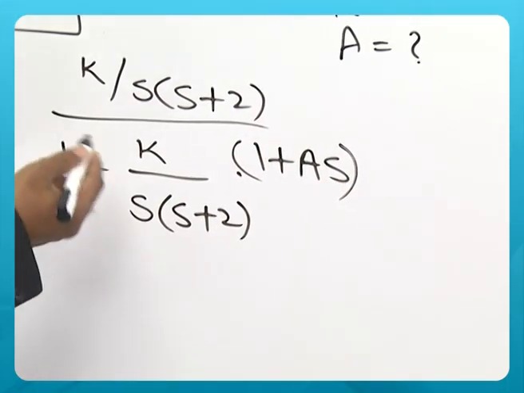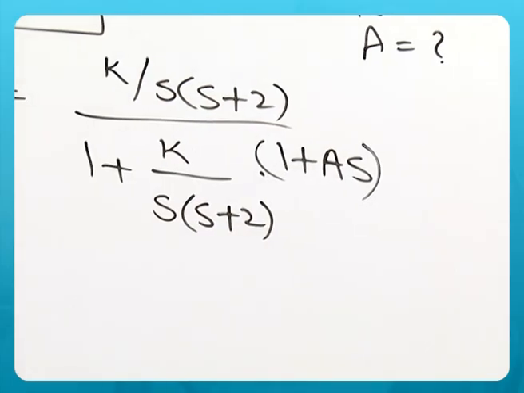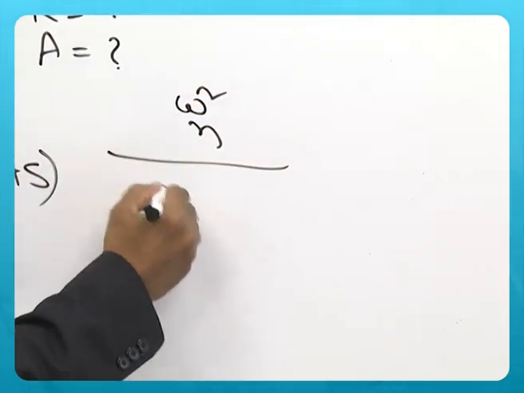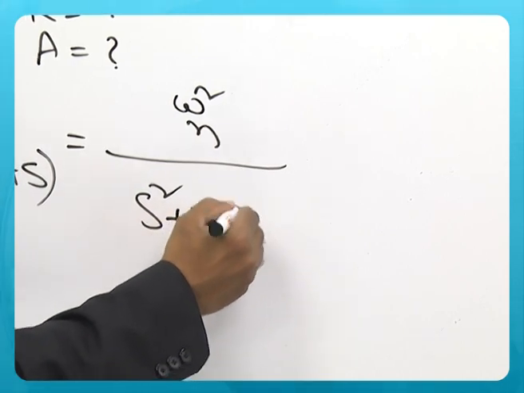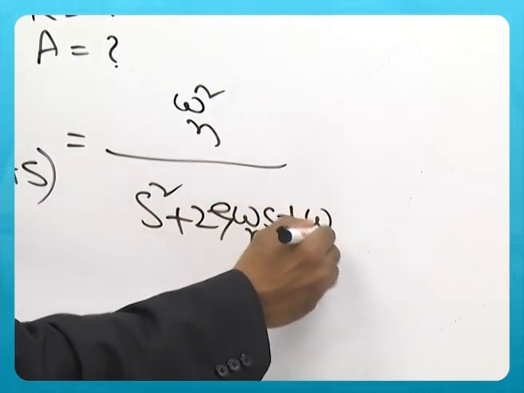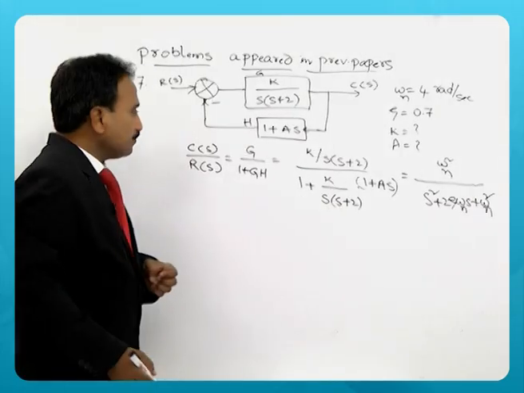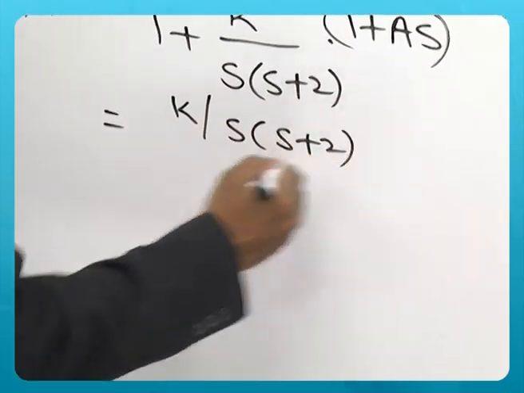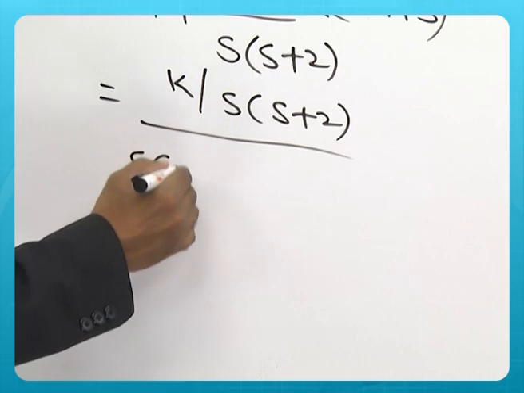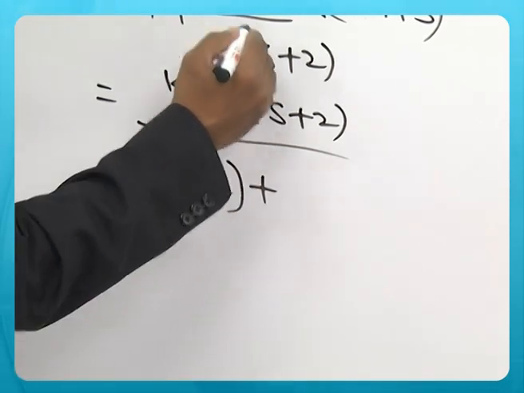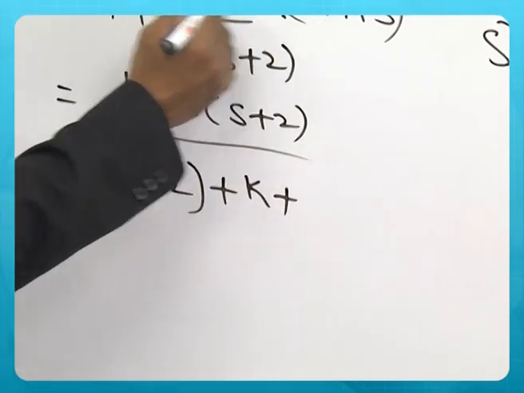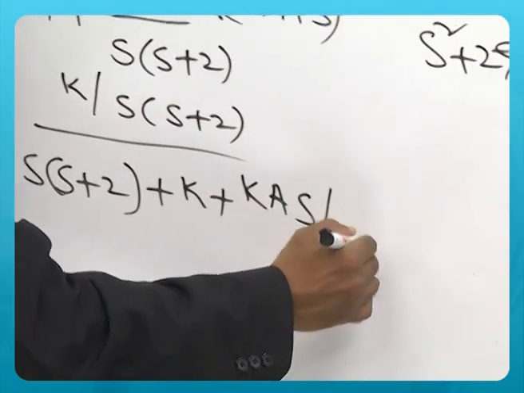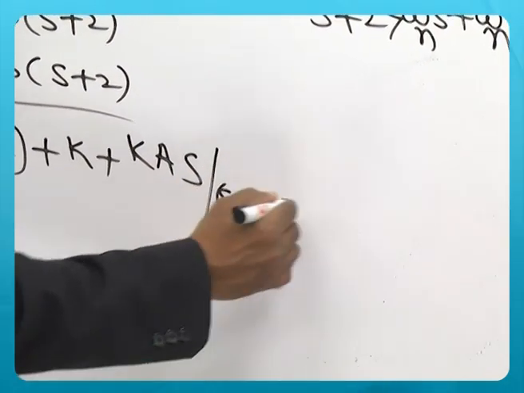Now, you can simplify this and write it in the standard form of second order system, as you know, omega n square by s square plus 2 zeta omega n s plus omega n square. Now, when you simplify this, k by s into s plus 2 comes to the numerator s into s plus 2 plus k plus kas by s into s plus 2.